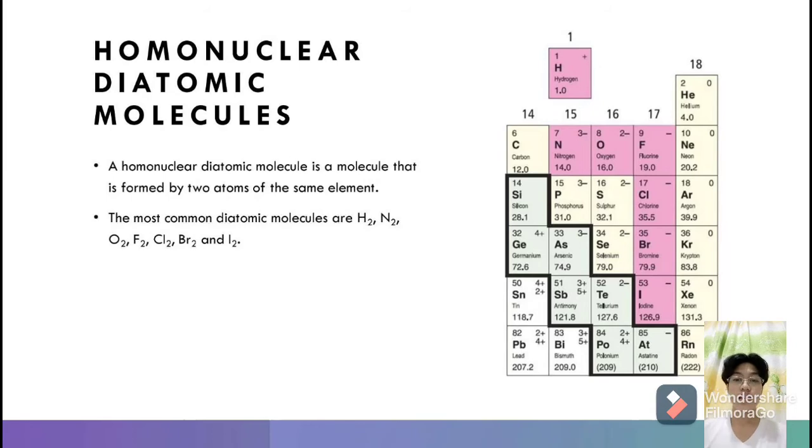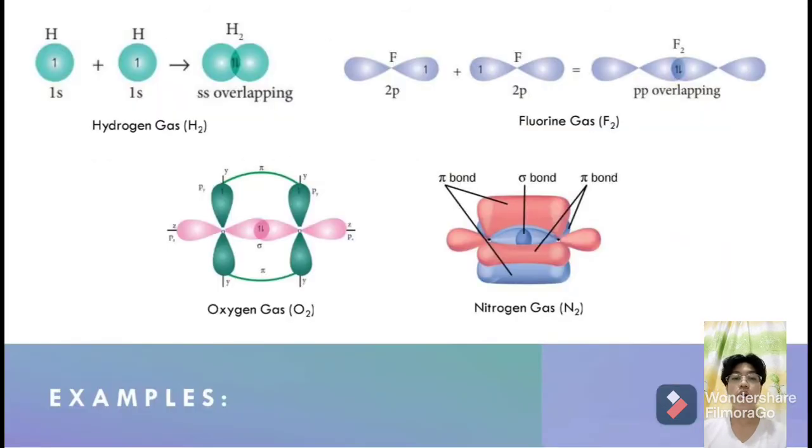In the next slide, we will see how all these diatomic molecules are expressed or shown in their atomic orbital overlaps. For hydrogen gas and fluorine gas, we observe the formation of a sigma bond. For oxygen gas, we observe the formation of a sigma and a pi bond, while in nitrogen gas, we observe the formation of a sigma and two pi bonds.